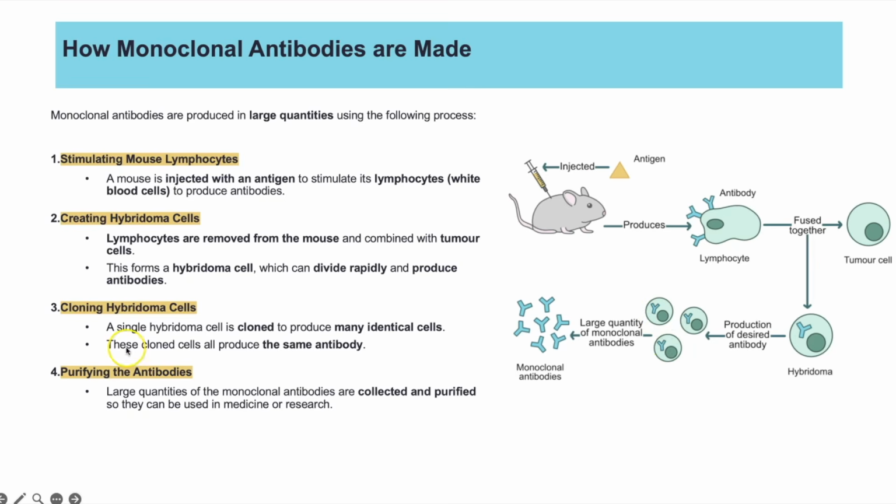So we create large numbers of identical lymphocytes that produce the specific antibody, that same specific antibody that we want. And we then allow enough time for it to produce lots of those antibodies, collect them, purify them, and we now have a large quantity of monoclonal antibodies.